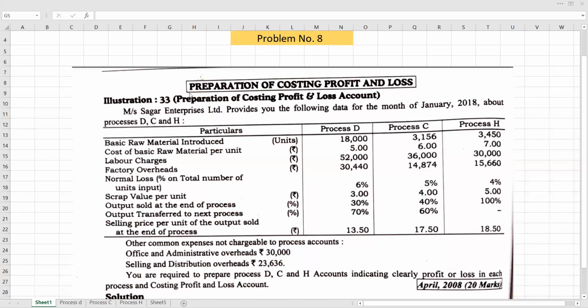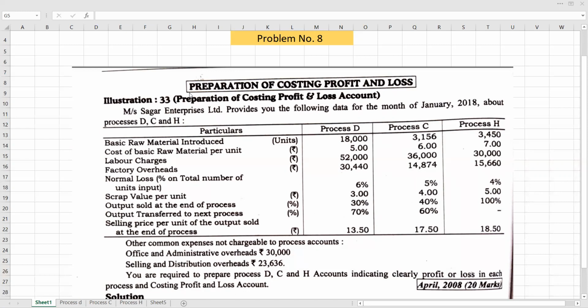So, let's solve this problem. Messrs. Sagar Enterprises Limited provides you the following data for the month of January 2018 about the processes D, C, and H. See, the information is given for process D, process C, and process H. So let's see what information is given.